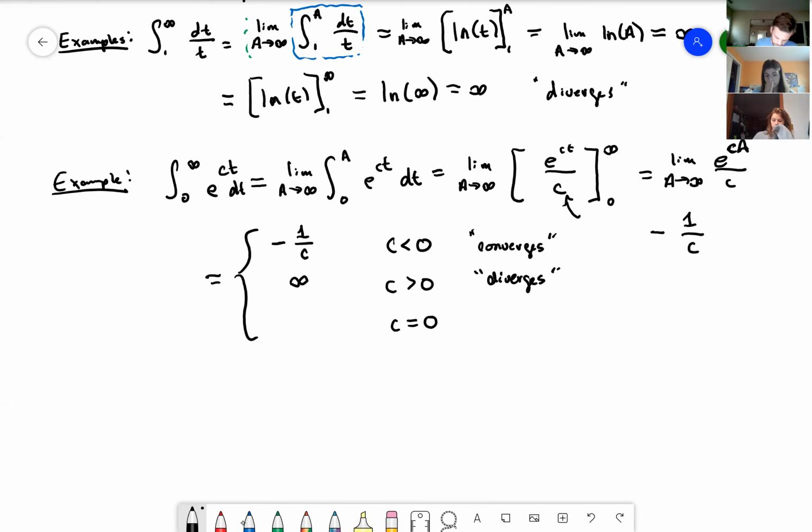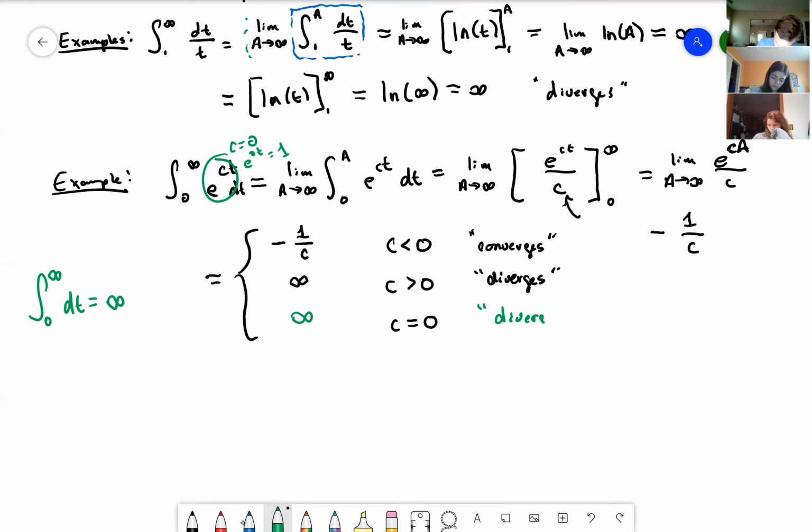We have to go back to the initial step and look at what happened before we did the integral. If c is equal to 0, then e to the 0t is equal to 1. And what we have is just the integral from 0 to infinity of dt, which is going to be infinity. It's going to diverge to infinity. So again, this thing diverges. So we will say that this thing only converges when c is less than 0, otherwise it diverges.